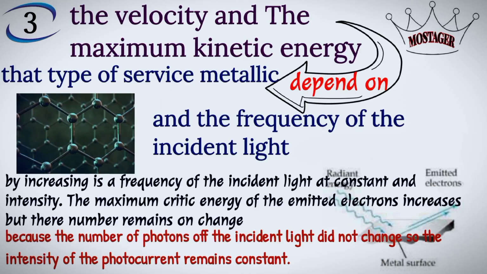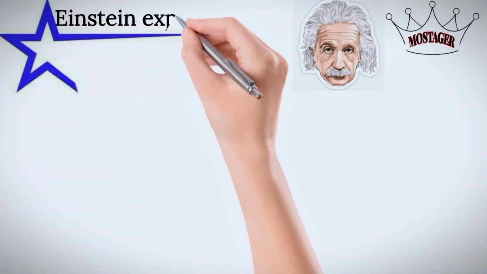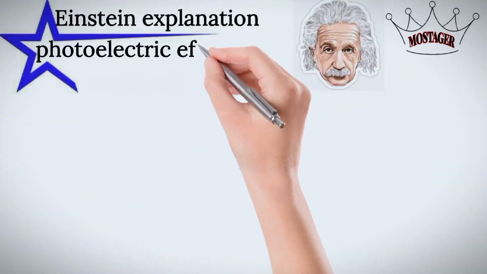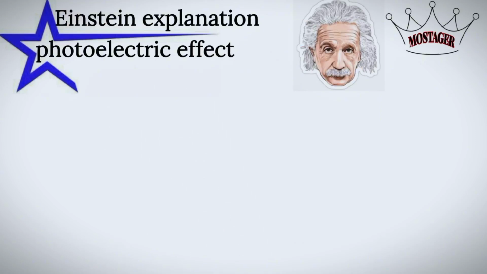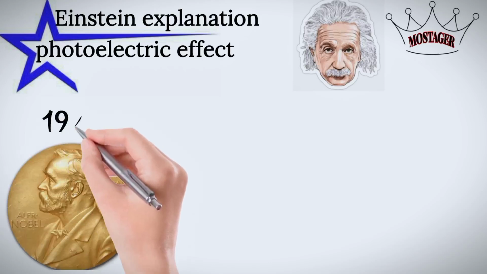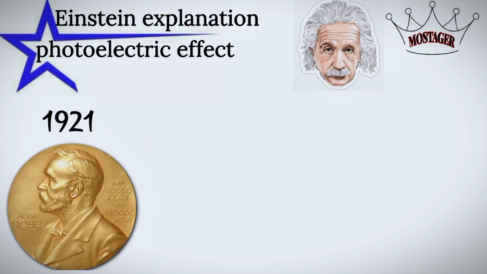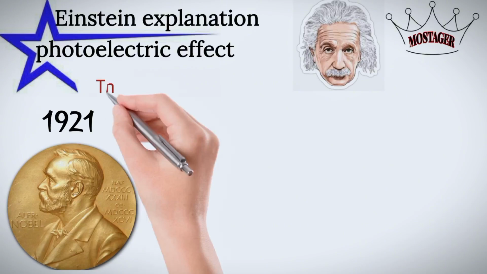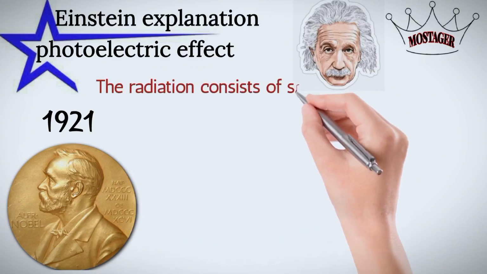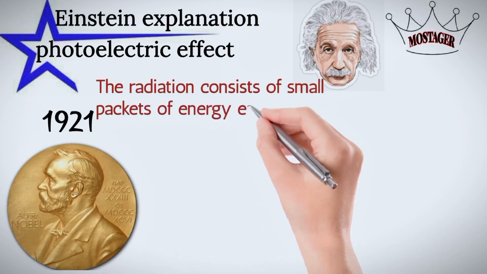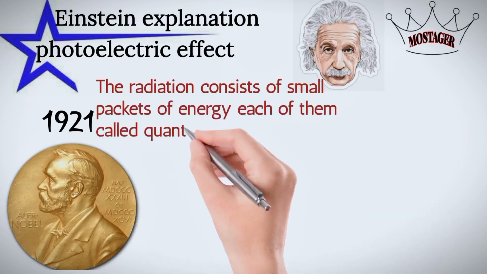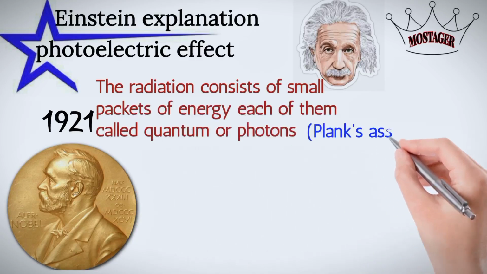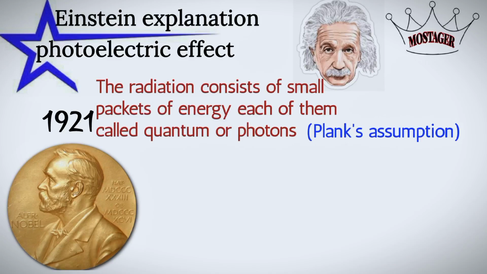Einstein's explanation of the photoelectric effect. Einstein made a contribution to this phenomenon which led him to the Nobel Prize in Physics in 1921. He explained the photoelectric phenomenon: radiation consists of small packets of energy, each of them called a quantum or photon. This expression is Planck's assumption.